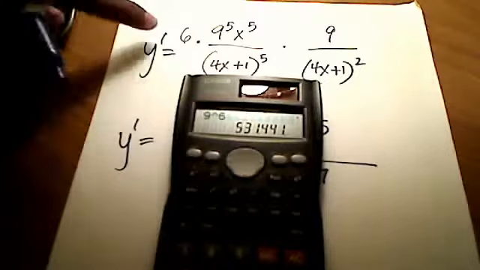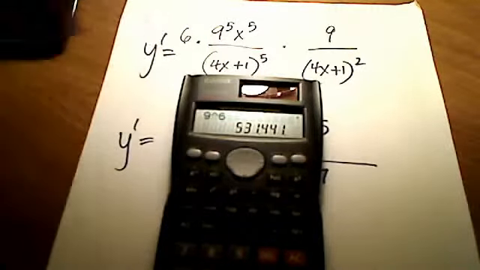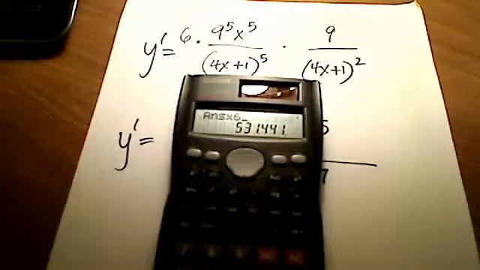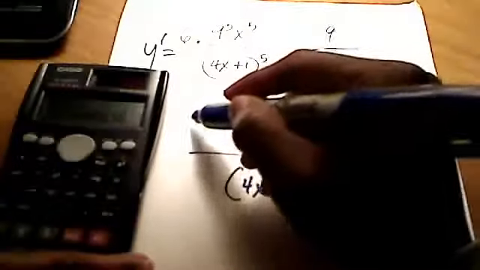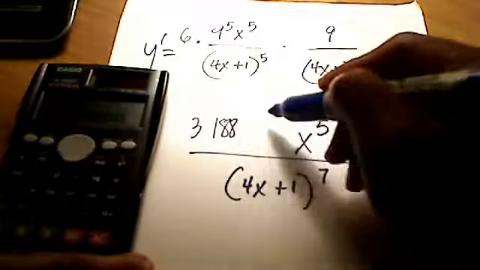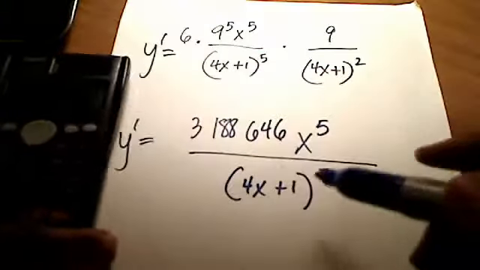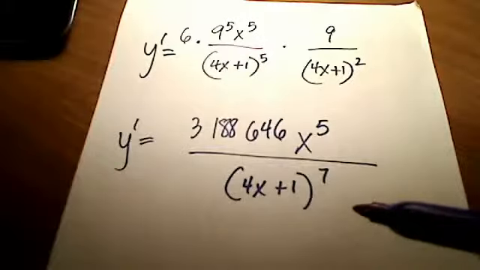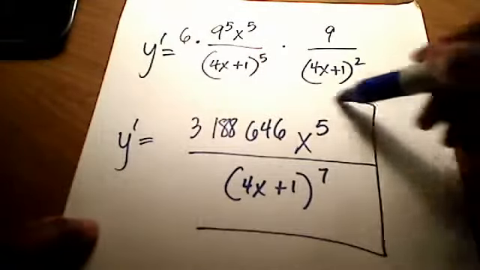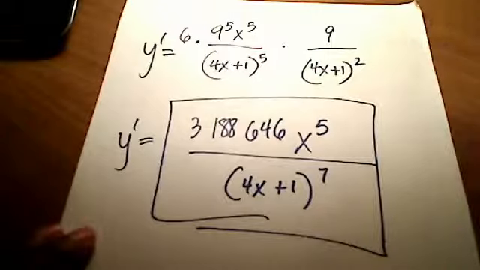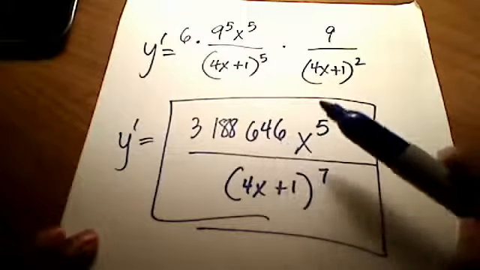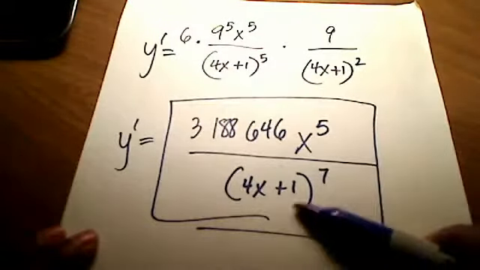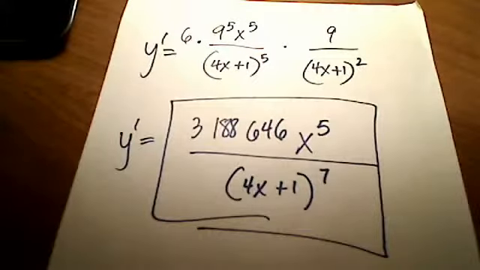And that's some huge number, right? 531,441. But don't forget that that constant is also being multiplied by 6. So I have to multiply that by 6. And I get this really big answer of 3,188,646. All right, I'll put that right here. And there is my final answer. Let's get rid of that calculator. All right, here is my final answer to this first derivative. Isn't that pretty big? All right, so it's 3,188,646 x to the 5th all over 7 of these 4x plus 1s. Hope that helps.